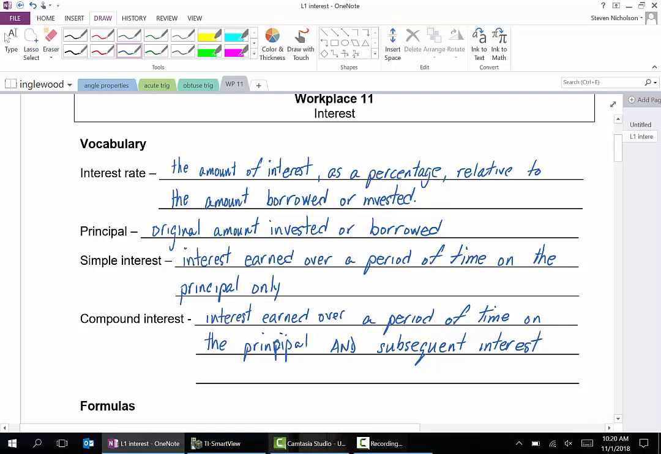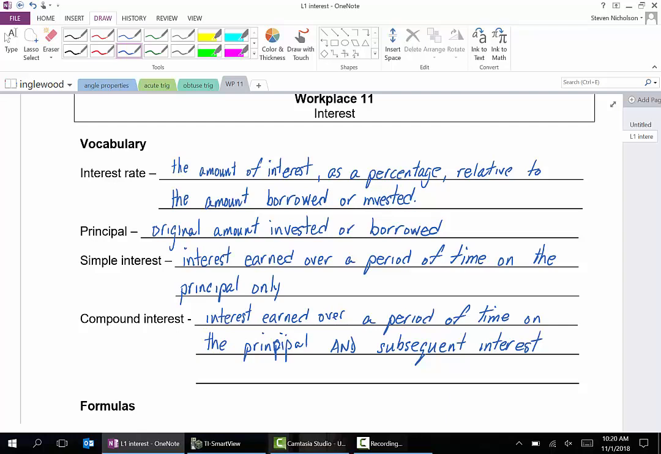Okay, so the interest rate is the amount of interest as a percentage relative to the amount borrowed or invested. The principal is the original amount of money invested or borrowed. For example, if you borrow $100,000 to buy a car, or you put $20,000 in the bank, that would be your principal. Simple interest is interest earned over a period of time on the principal only.